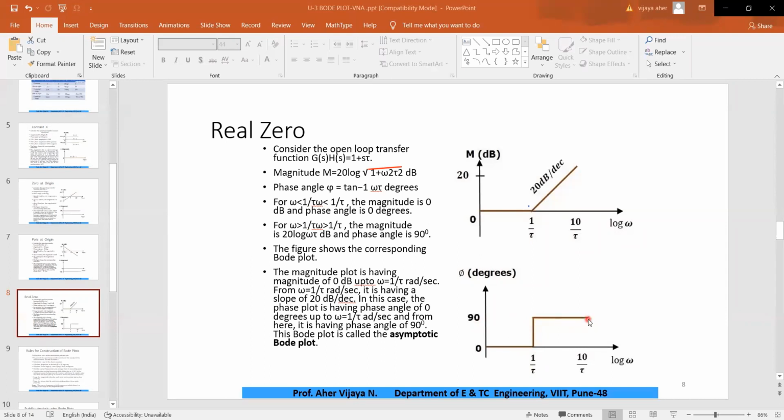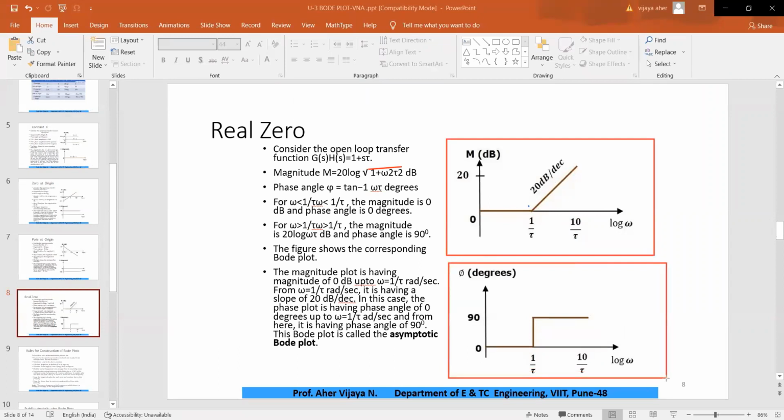It continues up to omega is equal to 10 divided by tau, because the slope of this magnitude line is plus 20 dB per decade up to this point. Omega is equal to 10 divided by tau, and hence the angle is plus 90 degree. So this is how you can draw the magnitude plot. This is your magnitude plot, and this is your phase plot for real zeros. Got my point?